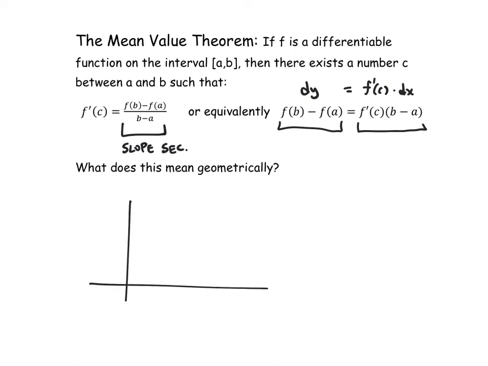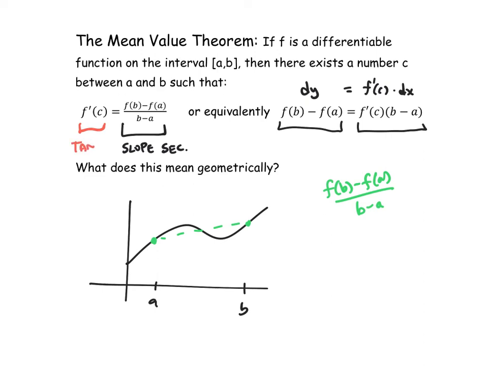So the mean value theorem, let's say I have a function that looks like this, and I go from a out to b. What would the slope of the secant line look like? Well, the slope of the secant line would be f of b minus f of a over b minus a. And the secant line would look like that. What is the mean value theorem saying? It's saying that the slope of the tangent line at some value c has to be equal to the slope of the secant line.